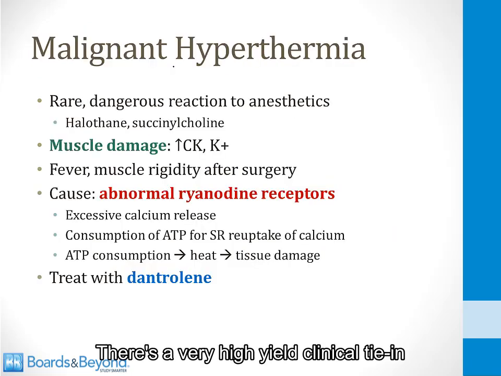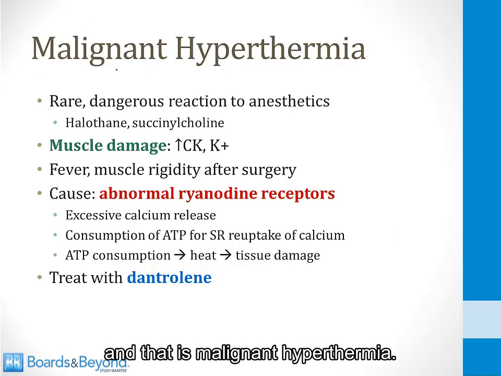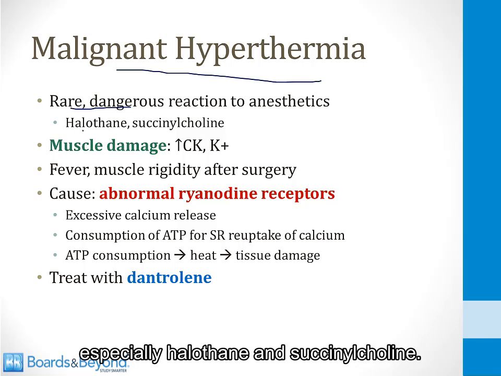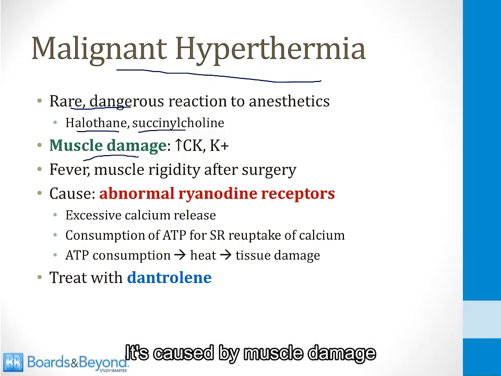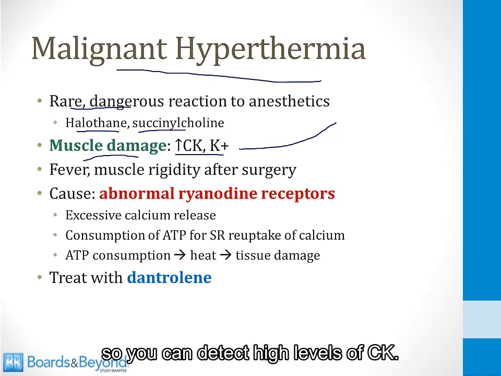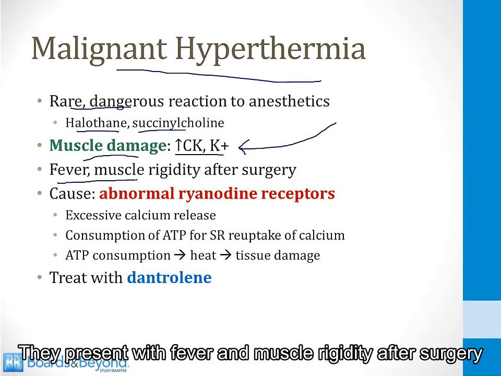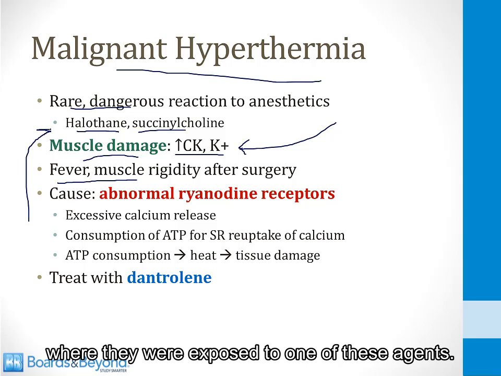There's a very high-yield clinical tie-in of all this muscle physiology, and that is malignant hyperthermia. This is a rare, dangerous reaction to anesthetics, especially halothane and succinylcholine. It's caused by muscle damage where muscles spill creatine kinase and potassium into the serum, so you can detect high levels of CK and hyperkalemia in patients with malignant hyperthermia. They present with fever and muscle rigidity after surgery where they were exposed to one of these agents.